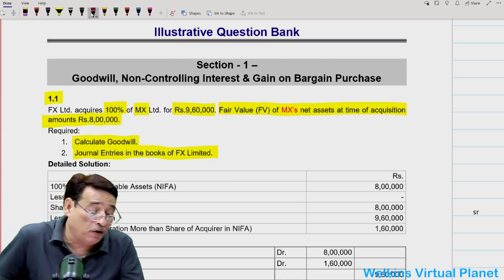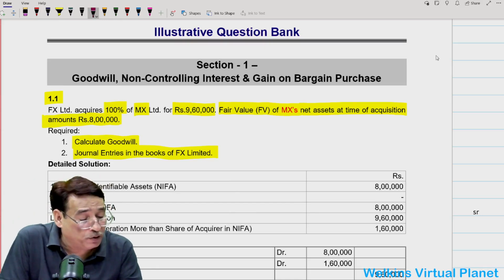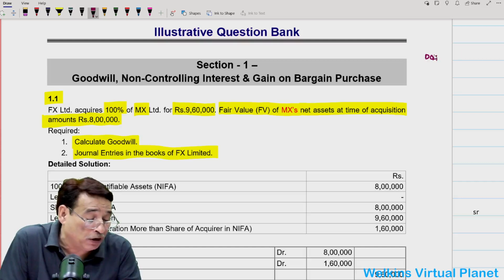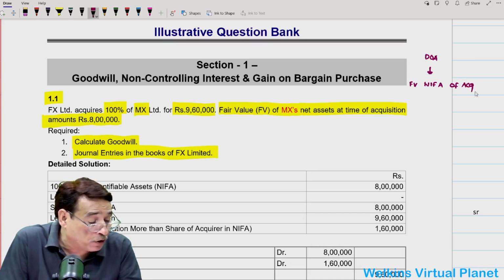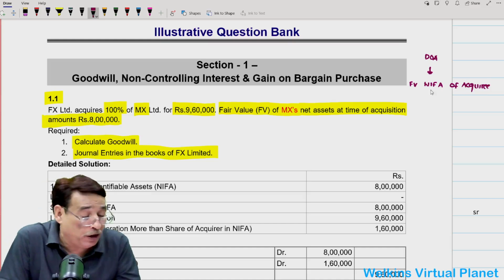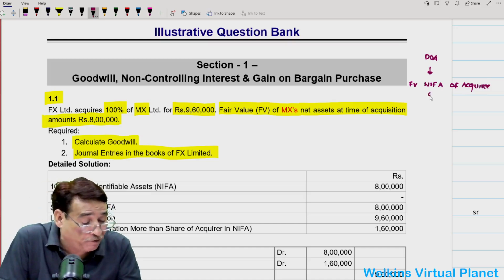But still, in order to compute the amount of goodwill, all you have to do is simply just note down on the date of acquisition. What you have to note down on the date of acquisition? On the date of acquisition, you have to note down the net identifiable assets. Net identifiable assets of acquiring company. Generally, we say fair value of net identifiable assets of acquiring company. So this is what you have to note down very carefully. And it is clearly given in the question: on the date of acquisition, fair value of net identifiable assets of acquiring company is equal to 8 lakh.